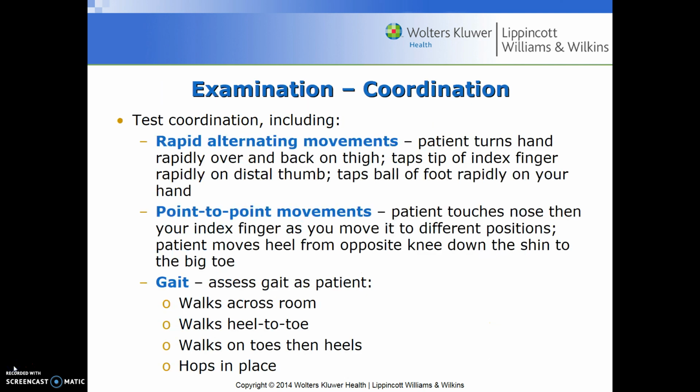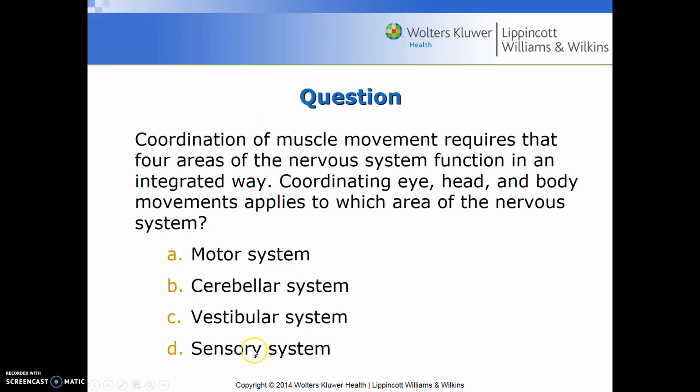It's also equally important to examine coordination. We do that through rapid alternating movements, point-to-point movements, and gait. And just review these particular assessment procedures. So this question wants you to answer: coordination of muscle movement requires that 4 areas of the nervous system function in an integrated way. Coordinating eye, head, and body movement applies to which area of the nervous system? Is it the motor system, cerebellar, the vestibular, or the sensory?